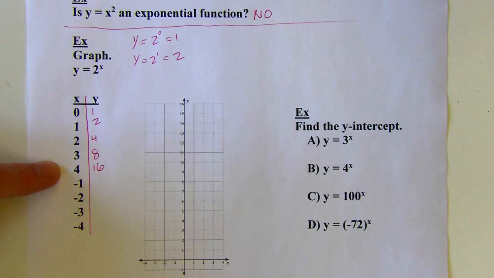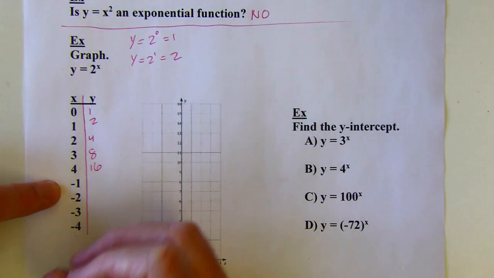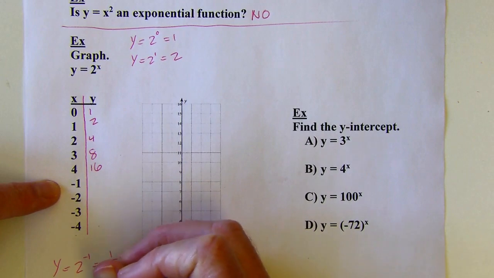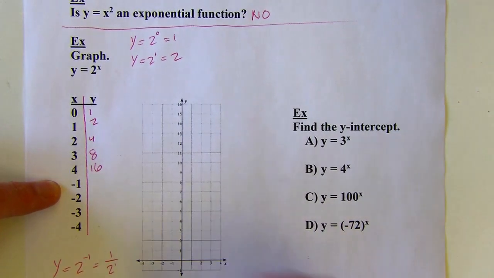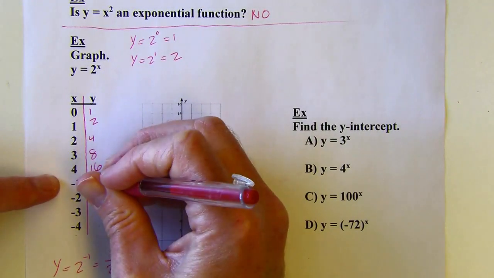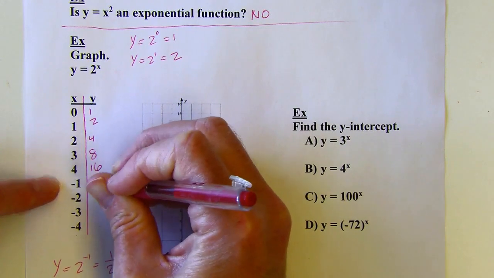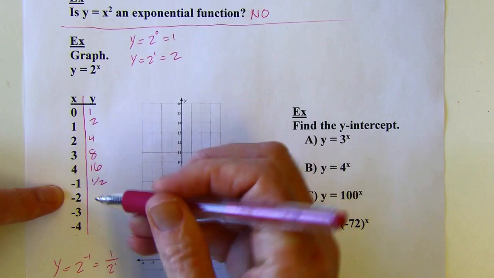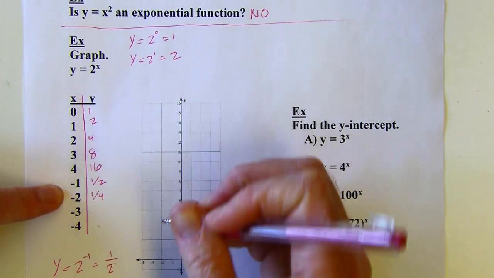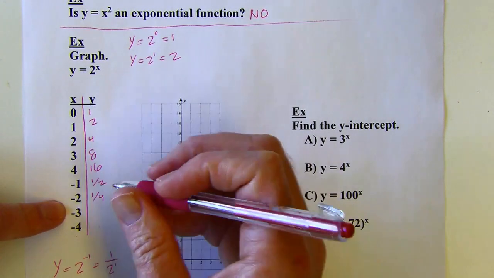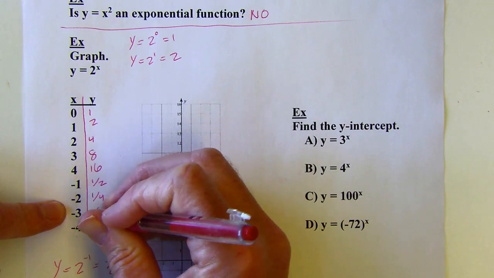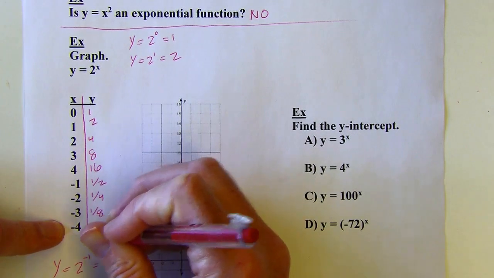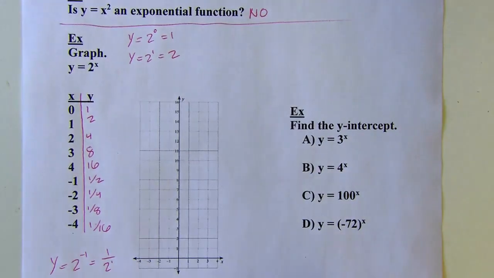Okay, now let's plug in some negative numbers. So if I have 2 to the negative 1st, remember that's 1 over 2 to the 1st, so that's 1/2. So this one will be 1/2. And then 2 to the negative 2nd, that would be 1 over 2 to the 2nd, so 1/4. Okay? So 2 to the negative 3rd is going to be 1/8, and 2 to the negative 4th is going to be 1/16. Okay? So let's try plotting those.